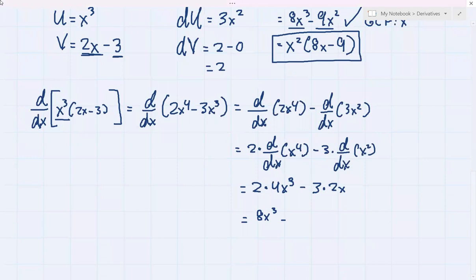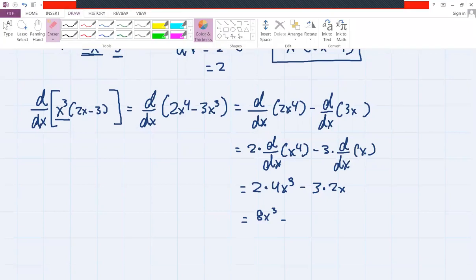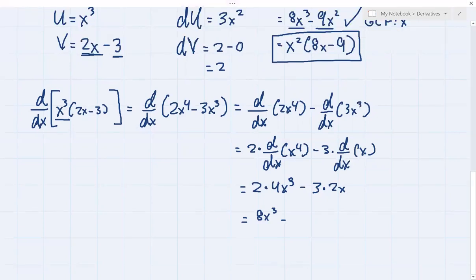Sorry guys, this is not x squared. This is x cubed. Forgive me, I was wrong. Naka-cube pala ito. Pasensya na.